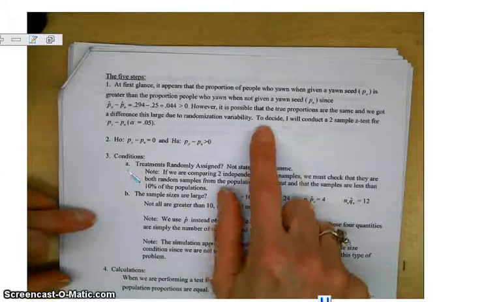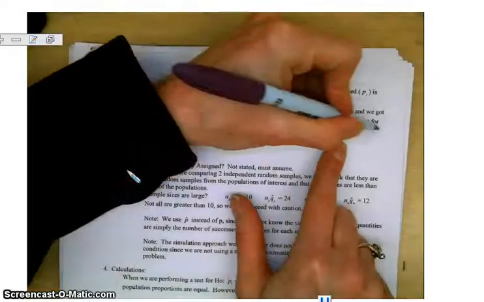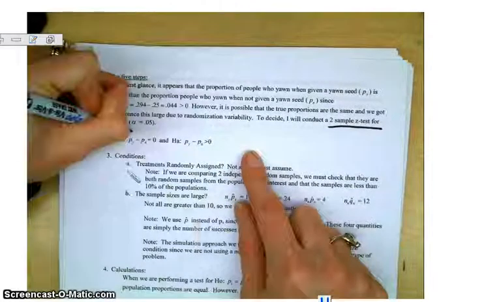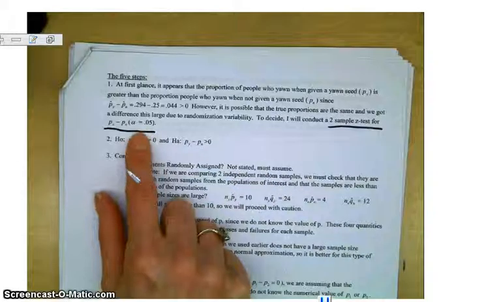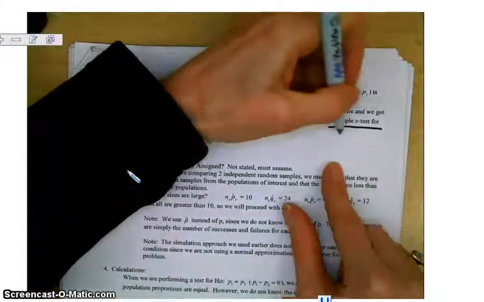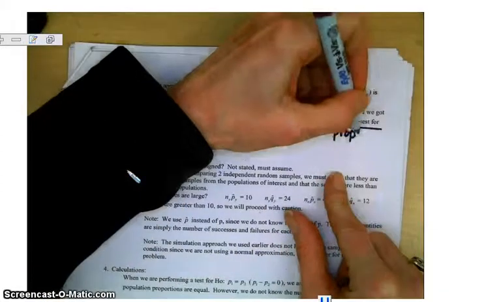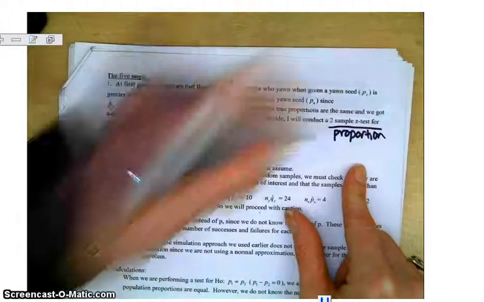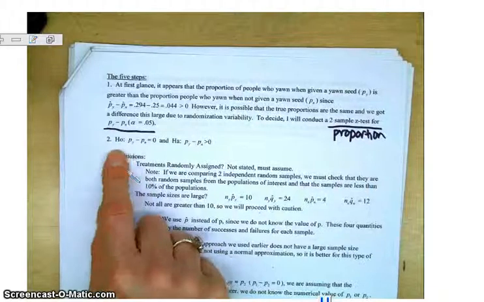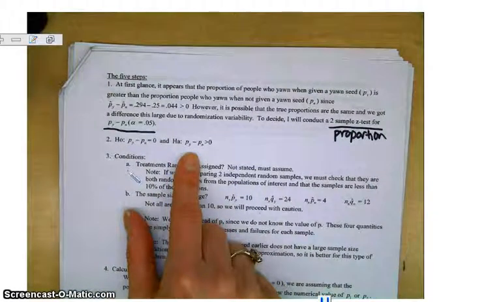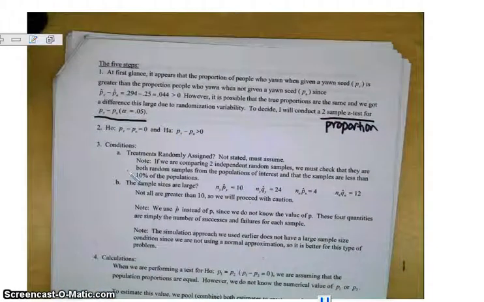All right, so to decide, I will conduct a 2-sample z-test for P sub y minus P sub n, and then our alpha is 0.05. And again, you can call this a 2-proportion z-test if you want to. Okay, we already have our null and our alternative hypotheses, and then we check the conditions.